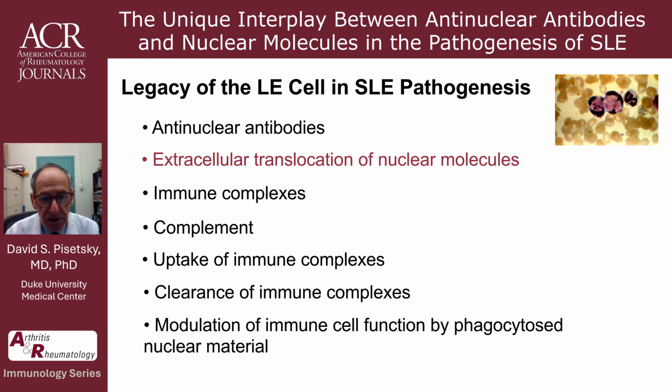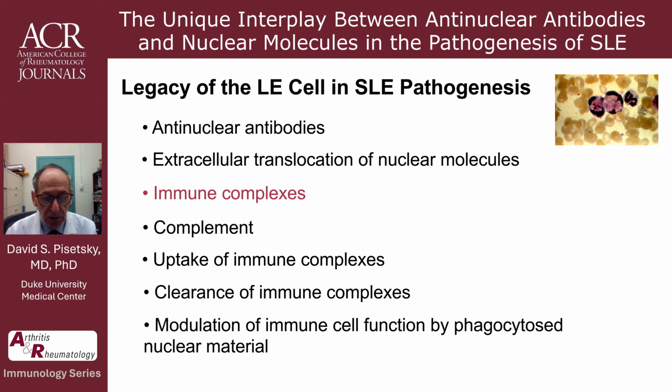Interestingly, one of the places where this happens is in the bone marrow, and the original LE cells were looked at in the bone marrow, but it also turns out that peripheral blood will also release nuclei. We always think of nuclei or nuclear molecules as intracellular, but in fact, they can become extracellular. Very important phenomenon. The next feature are immune complexes.